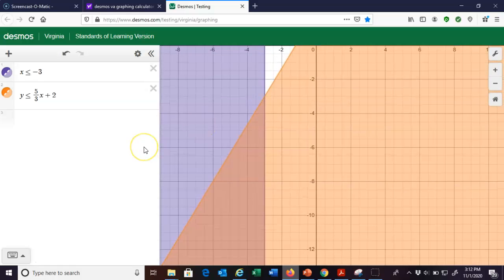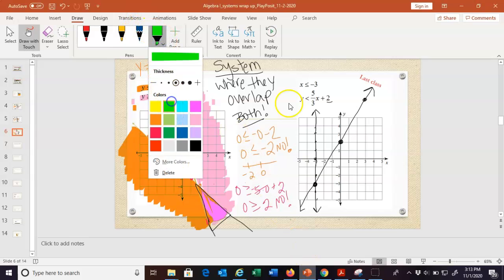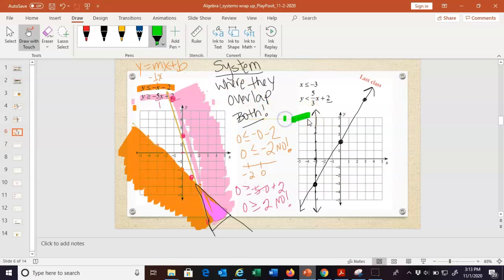Here we go. So it looks like the vertical line we're going to shade to the left, and our slanted line we're going to shade to the right. And there's where they intersect. That's the solution set for both of them. Let me get a different color here. So this guy goes to the left.